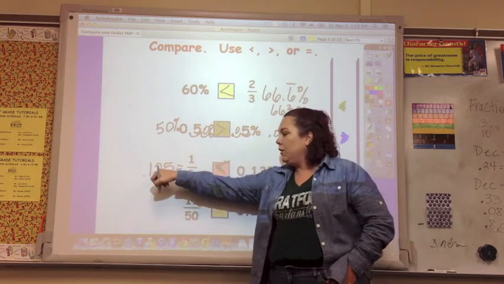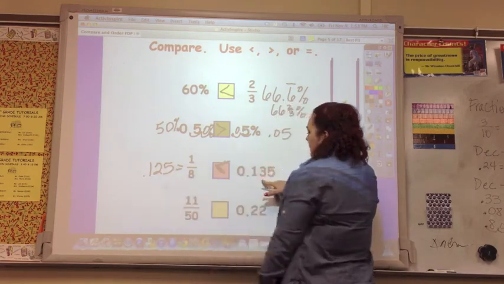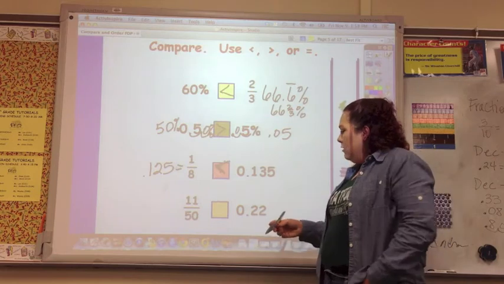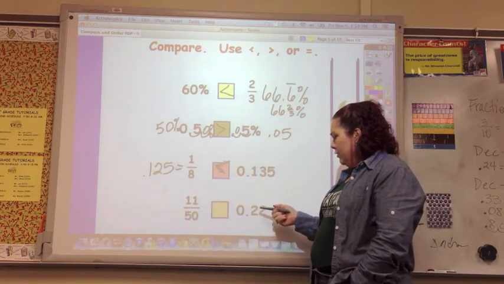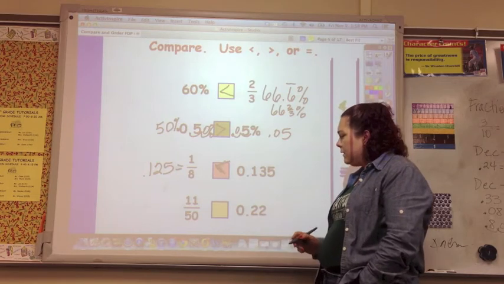And 125 thousandths is smaller than 135 thousandths, and so that's easy to see now that you have them both as decimals. You can look at the place value, you can look at the tenths, and then the hundredths. This is bigger, and then you have 11 fiftieths or 22 hundredths.